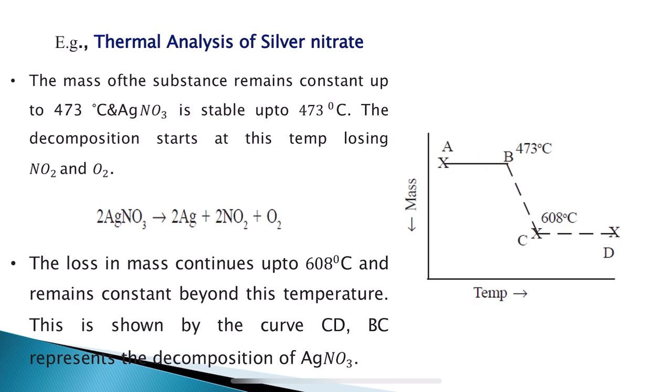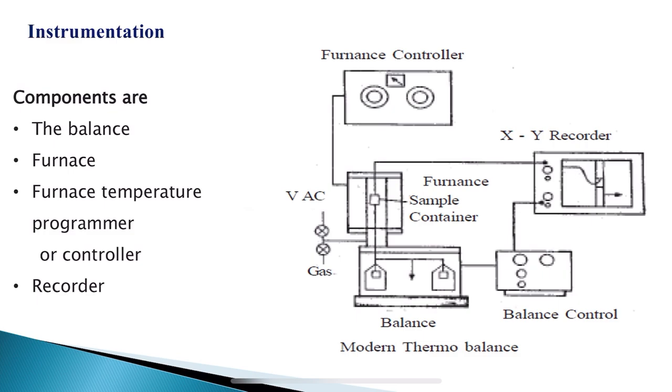Here the loss in mass continues up to 608 degrees. We observed at 473 degree centigrade the loss in mass of AgNO3, that means the AgNO3 is going to get decomposed into Ag plus NO2 plus O2. When this reaction starts, the decomposition of silver nitrate takes place. So, the reaction is initiated at 473 degree centigrade. This is what we studied in our previous class, and in this class we are supposed to discuss the instrumentation of thermogravimetric analysis.